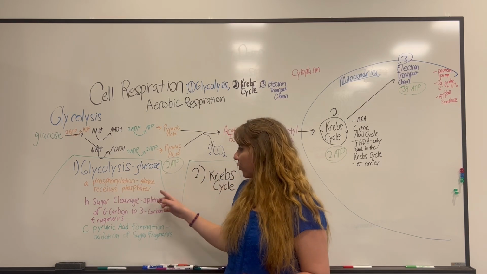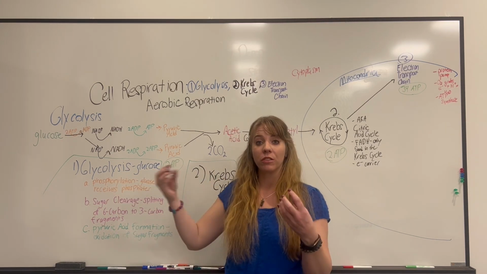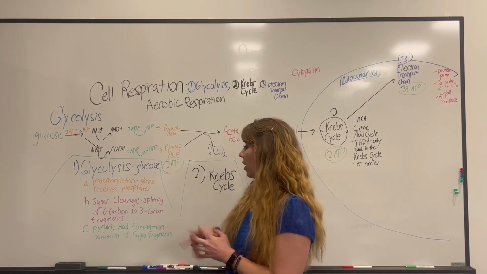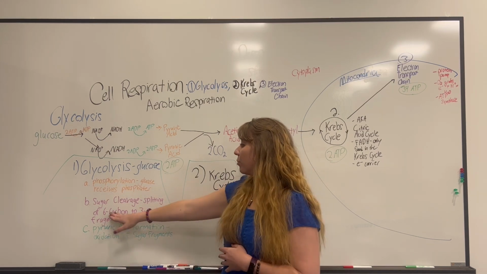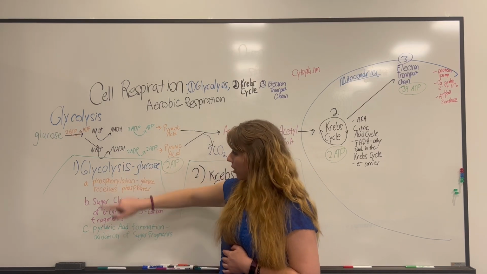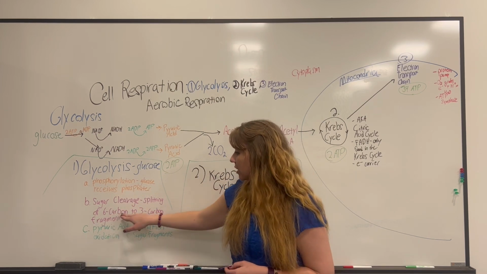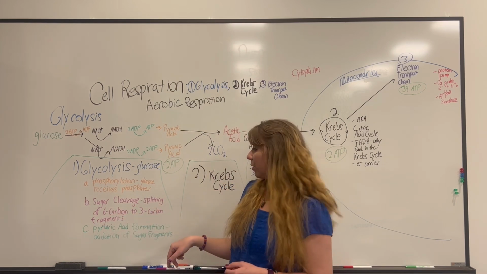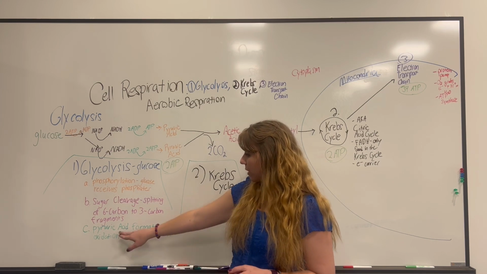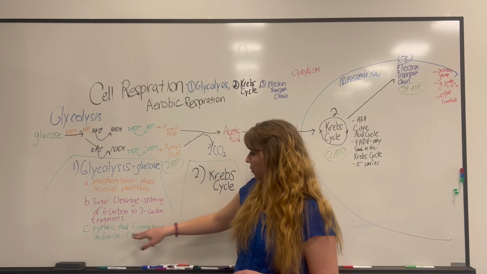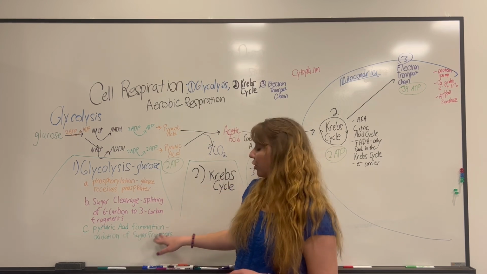So we have phosphorylation, where the glucose receives a phosphorus, or a phosphate, I'm sorry. Our next step, B, this is still part of glycolysis. We have the sugar cleavage. So we're splitting the 6 carbons into the 3 carbon fragments. And the last step is the pyruvic acid formation. So it's the oxidation of the sugar fragments.